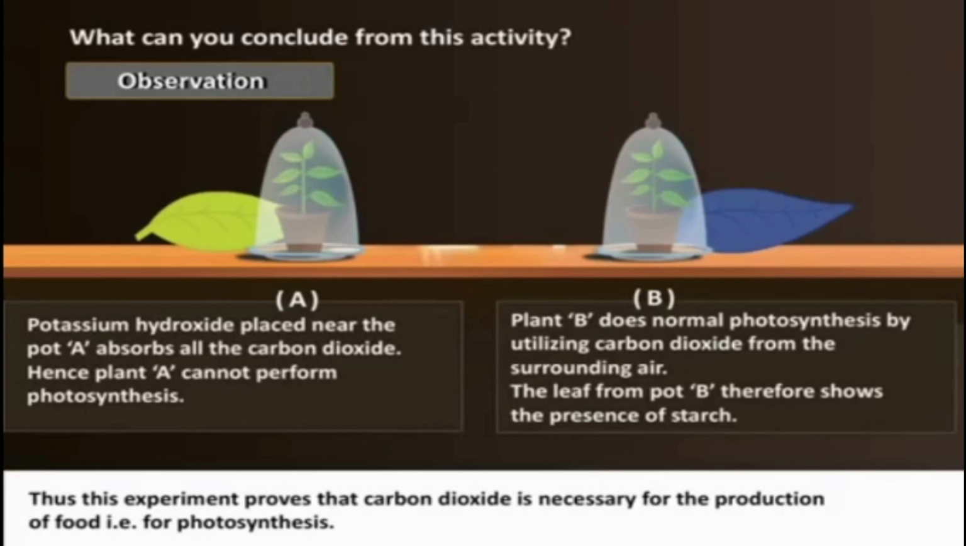Yes, these four components are very important for the process of photosynthesis: carbon dioxide, sunlight, water, and finally chlorophyll. The full process of photosynthesis is conducted by the plants to prepare their own food. So thank you, students. In this session we discussed factors affecting photosynthesis.